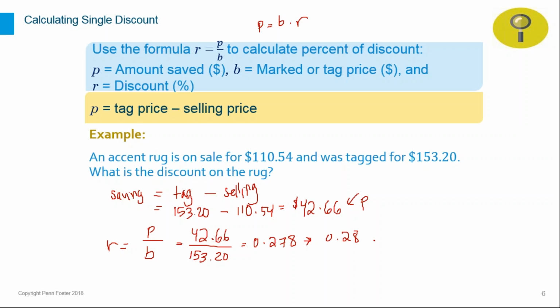And remember, then we have to multiply the decimal form times 100 to get the percent, so we're able to use the percent sign. So in this case, the discount is 28%. Remember, we have to shift the decimal point twice to the right whenever we multiply times 100. That's why it's 28%.